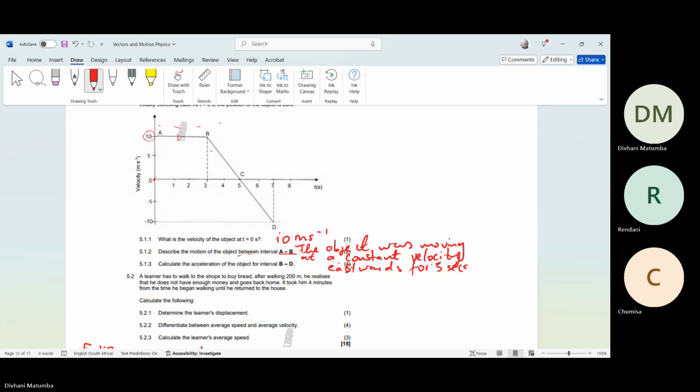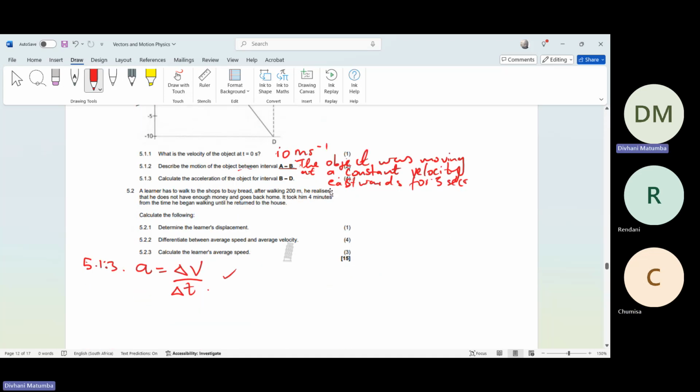So you are saying v final is equal to negative 10 meters per second. Yes. Okay, that's fine. That's what I'm going to write. Negative 10 meters per second, divided by 5 seconds.